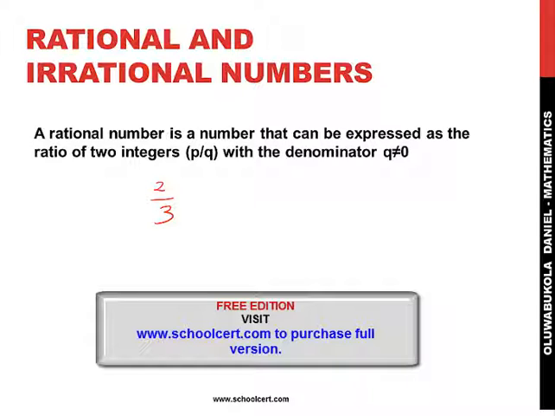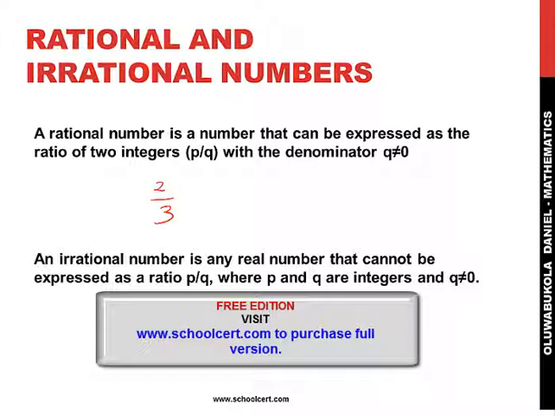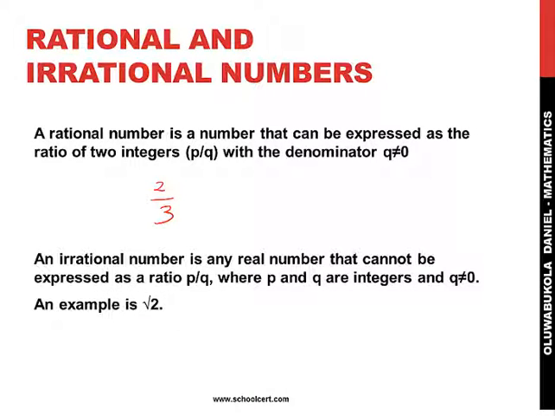Just like you would expect, an irrational number is any number that cannot be expressed as a ratio of two integers. That's p over q. You cannot express an irrational number like that. An example of this is root 2. If you look at root 2, for instance, you cannot break root 2 down further into two integers that are rational.